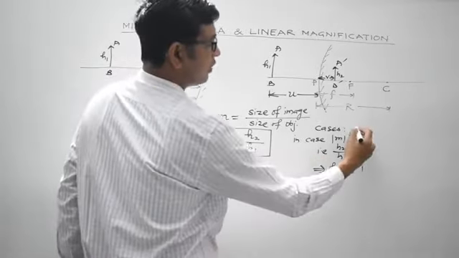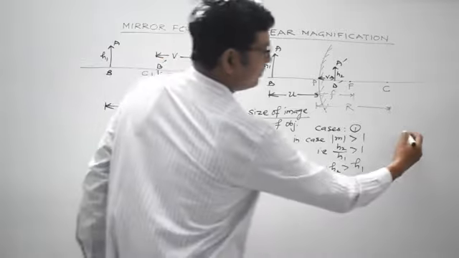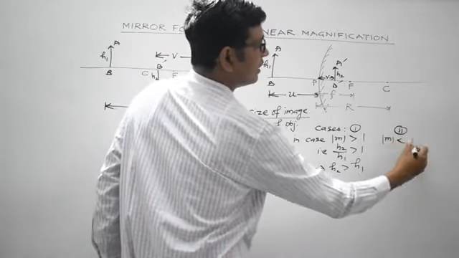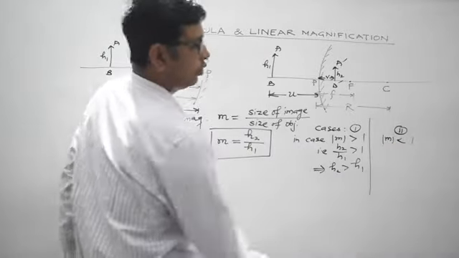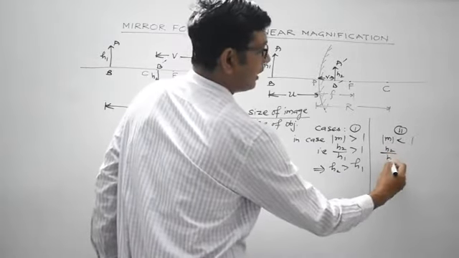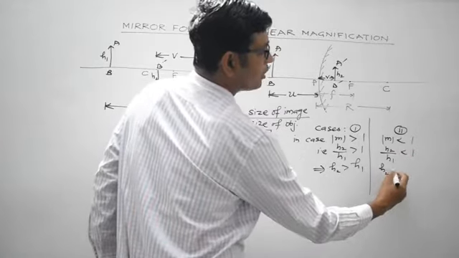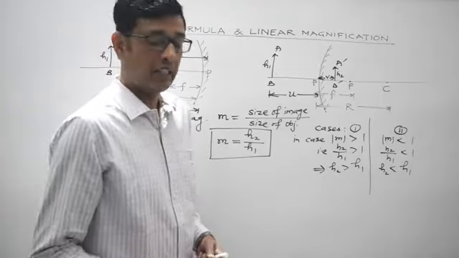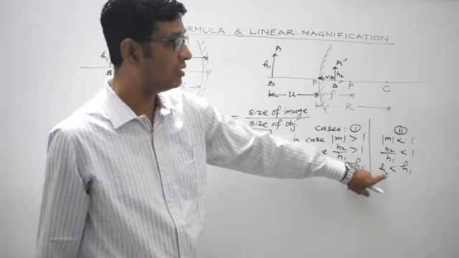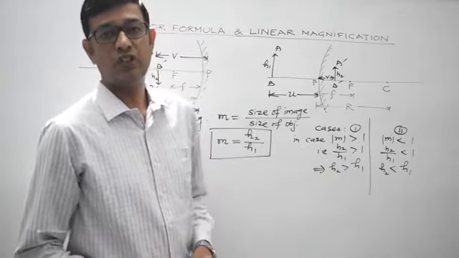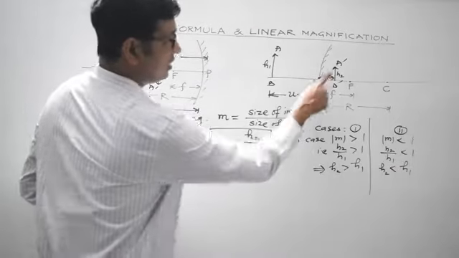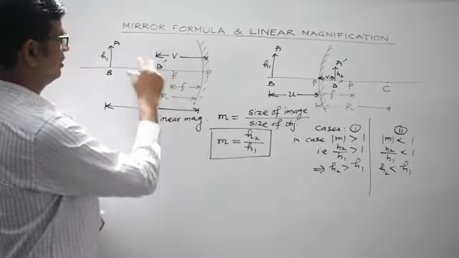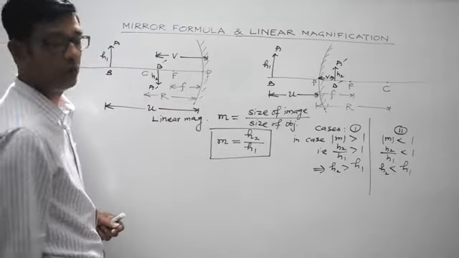This is case 1. Case 2: if mod of m is less than 1, it means that h2 by h1 is less than 1, or h2 is less than h1. It is the case of a diminished image, that is, when the size of the image obtained is less than the size of the object. In this case, linear magnification is less than 1.